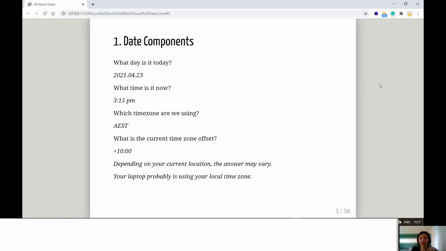People tend to think in their own location and their own status to say, okay, this is the time, this is the day. But think globally, because we are dealing with clients everywhere. So it's important for us to have the concept of asking those questions: where is this date located?